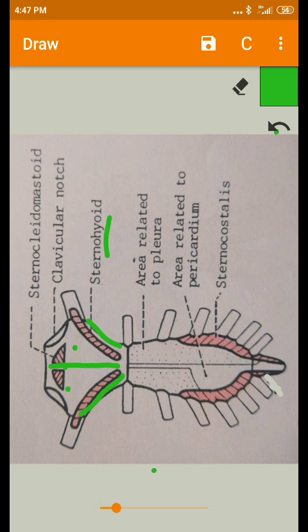Also, on either side, it is giving attachment to the parietal pleura. So it gives attachment to the parietal pleura on the posterior aspect, which is nearer to the visceral organs.